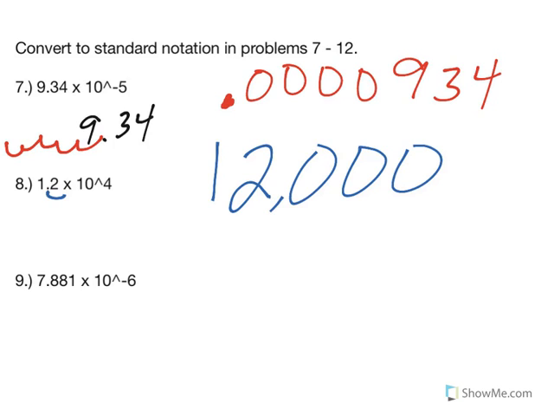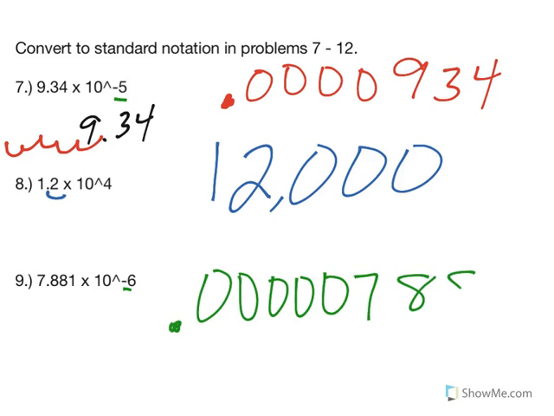In number 9, I've got a negative exponent, so it's going to go left. And you'll notice if we go back to number 7 real quick, we had negative 5. Notice there are 4 zeros. It will always work like that. So negative 6 means I will have 5 zeros, and then the non-zero numbers. So you will always have one less zero in front than what your exponent says when you have a negative exponent.